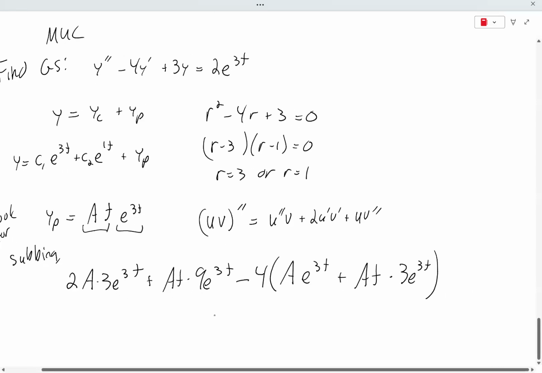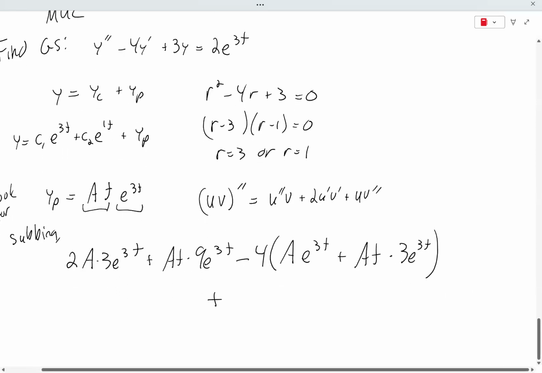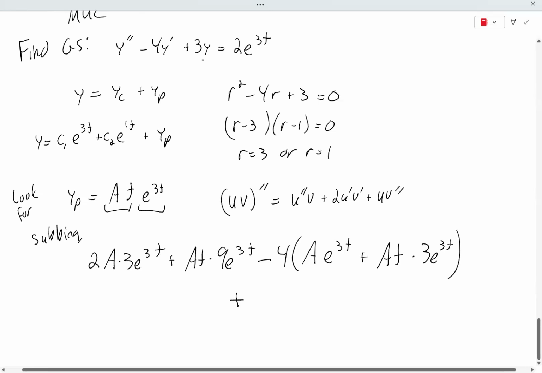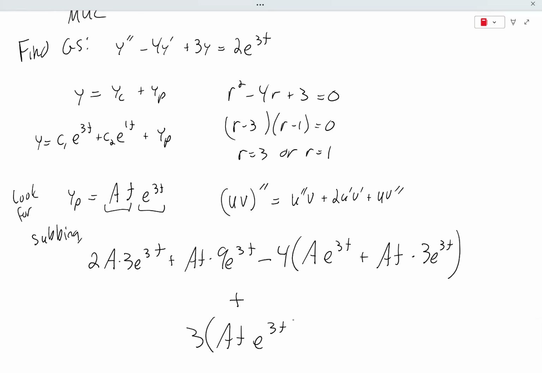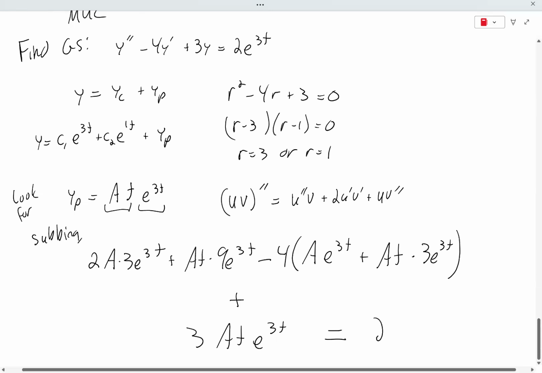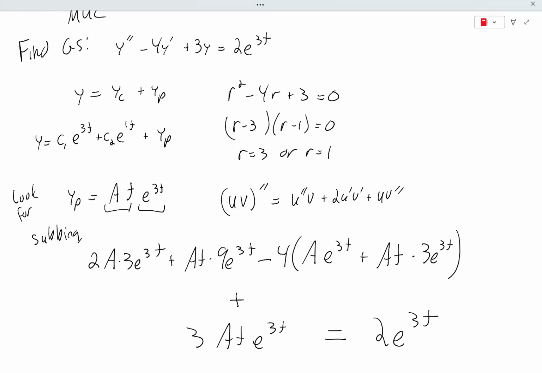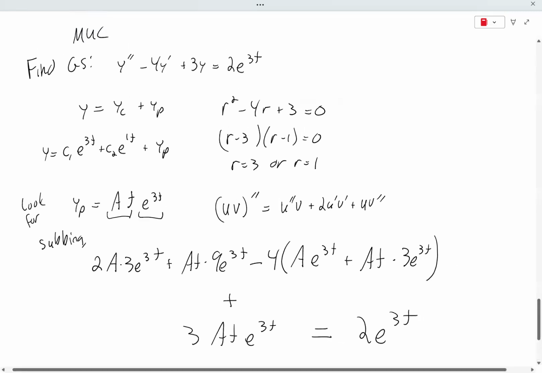Okay, and then plus, down here somewhere, I guess I'll write it, plus 3y, so that's 3 times, and then the y is there, at e to the 3t. Actually, you need parentheses in there, really. Okay, and that's going to be equal then to 2e to the 3t, like that. Okay, so anything there so far in that?